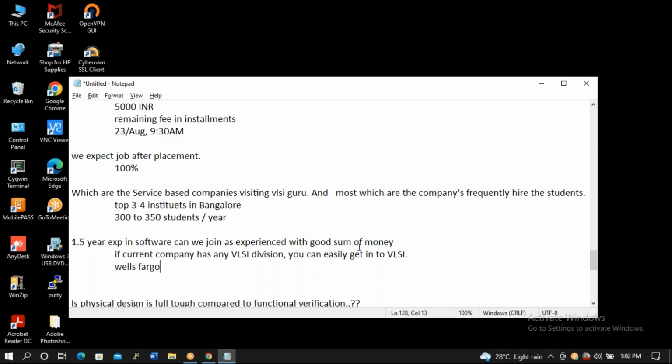All I'm trying to tell is, if you perform well, companies are open to hiring. Even if you are from some software company, 1.5 years is not a big experience, right? It's not like 20 years of experience. You can easily move into other domains. So companies are okay to hire.